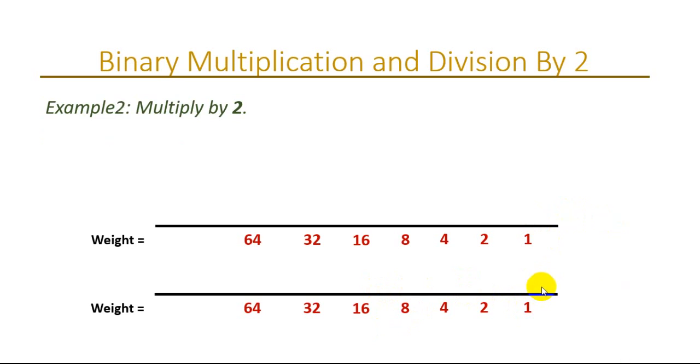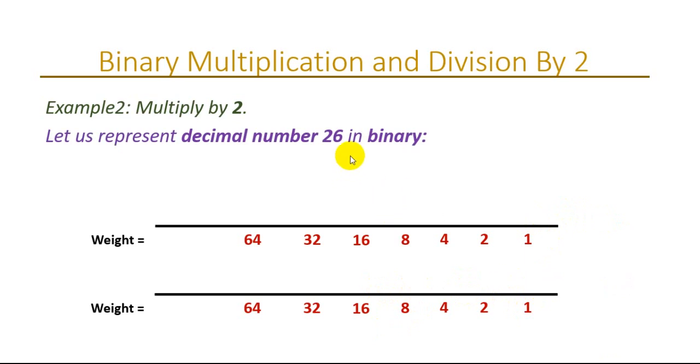Let's look at another example. This time let's take 26 and see. If we take 26 and multiply by 2, we should end up at 52, right? So let's see. How do you write 26? You can't put 32. We can have one 16, one 8. So 16 and 8 is 24. Another 2 is needed, right? So no 4, no 1, and one 2. So this is basically 26.